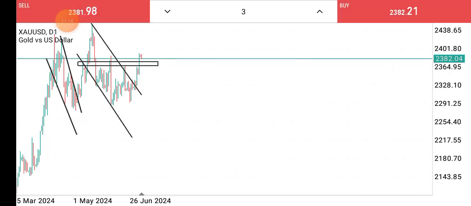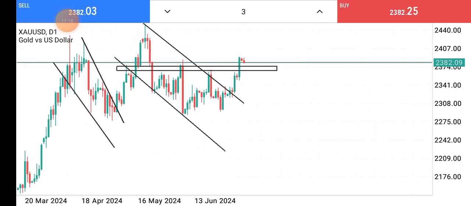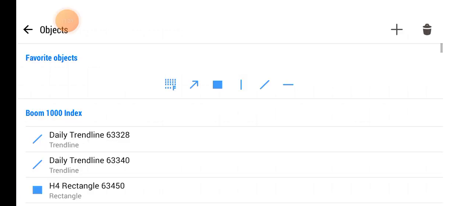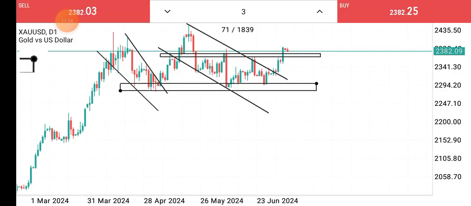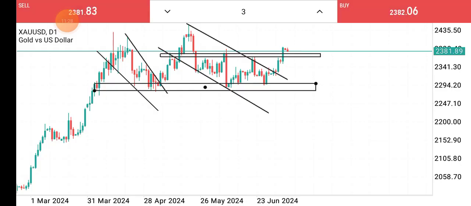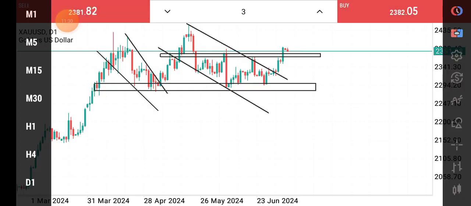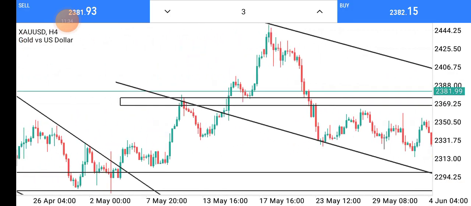Let's go to the daily time frame. You see there's a strong support zone around this particular spot, which we can easily join with this. So there's a resistance zone around here. Then when we go down, let's go back to the 4-hourly time frame and see that opportunity we marked.